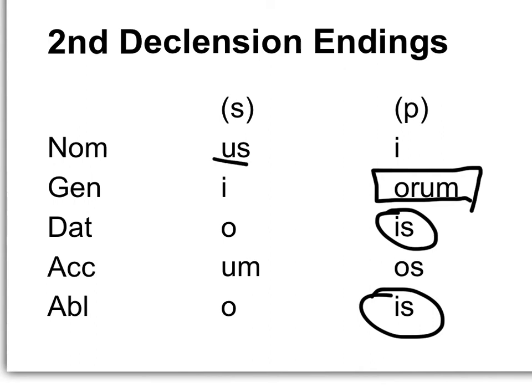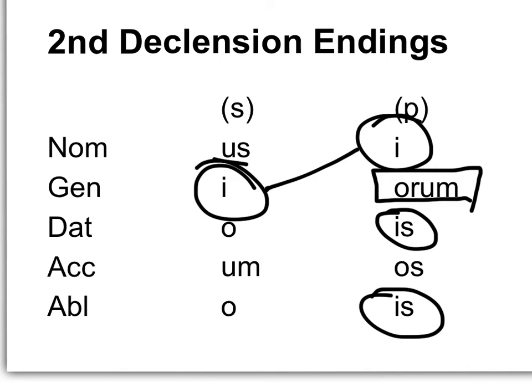Us is the nominative singular. Here we see a similarity again. We have the genitive singular, which is i, and the nominative plural, which was i. They copy one another, just like they did in the first declension. They were both ae, like this. So we can see some similarities there. Okay?